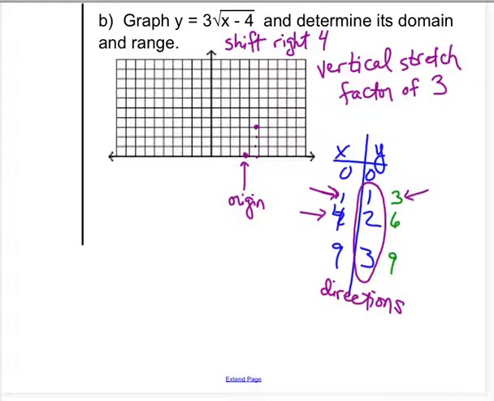And I'm having trouble counting. Here we go. And from my new origin, I can't go right 9 with the size of my graph. So these are the points that I have.